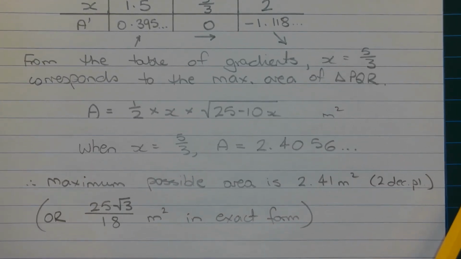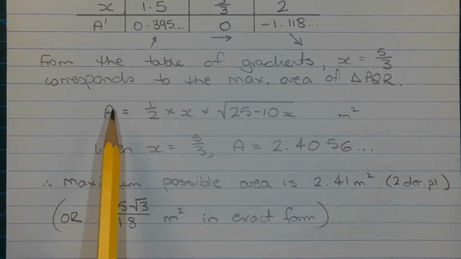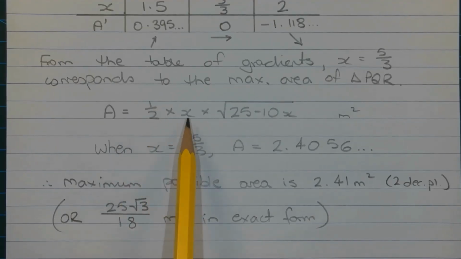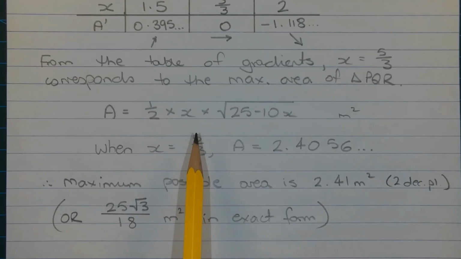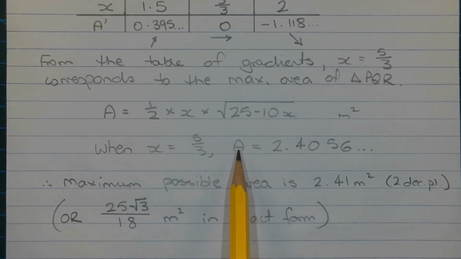Now from part 2, we have area A is equal to 1/2 times x times the square root of 25 minus 10x square meters. So when x is equal to 5 over 3, substituting this value for x here and here, we get A is equal to 2.4056 and so on. I haven't written the full decimal on the calculator screen, so I'm going to round the answer correct to 2 decimal places. Therefore, the maximum possible area is 2.41 square meters, correct to 2 decimal places, or 25 root 3 over 18 square meters in exact form.